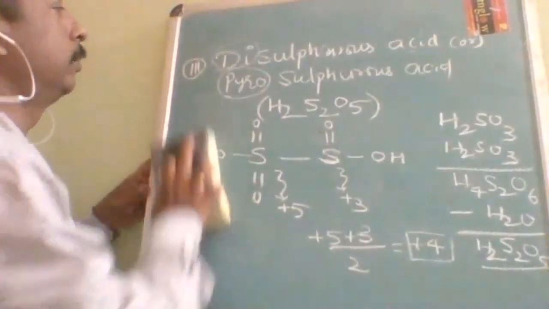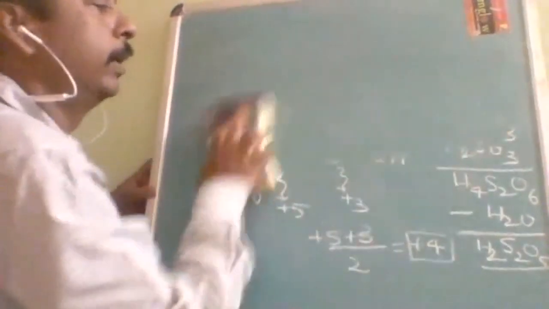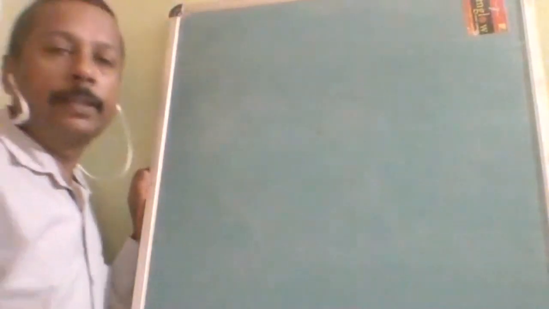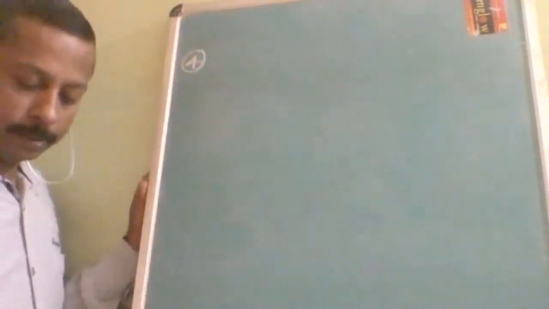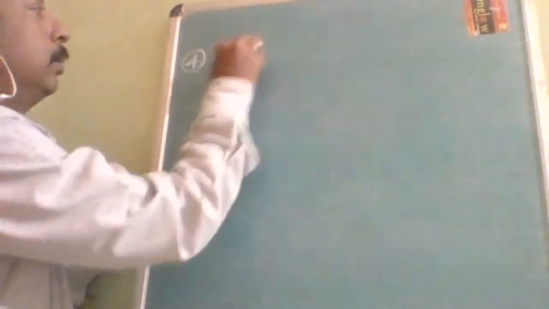In total, how many series do we have? We have 3 series, out of which in the first series we have completed 3 members. Okay. Next, the fourth member of this series is dithionous acid.